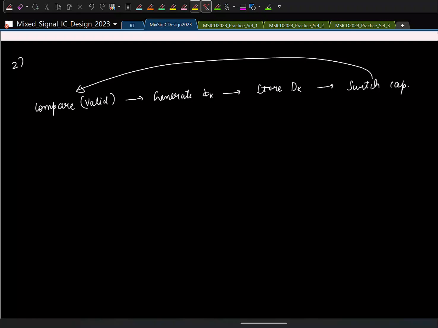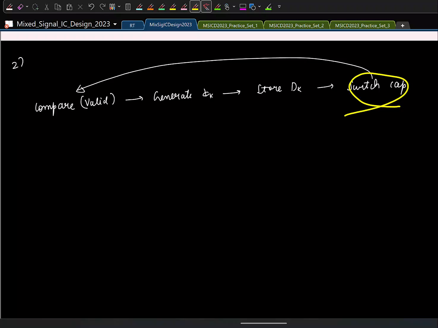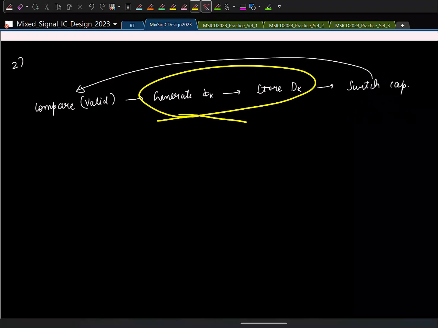Let's start with the first one, comparison. Do you think we have to do this comparison? That's definitely needed. If the comparator takes so much time, we'll have to wait that much time. What about switching the capacitor? That is essential to generate the set of reference voltages. We can't do anything there. Why are we doing this operation?